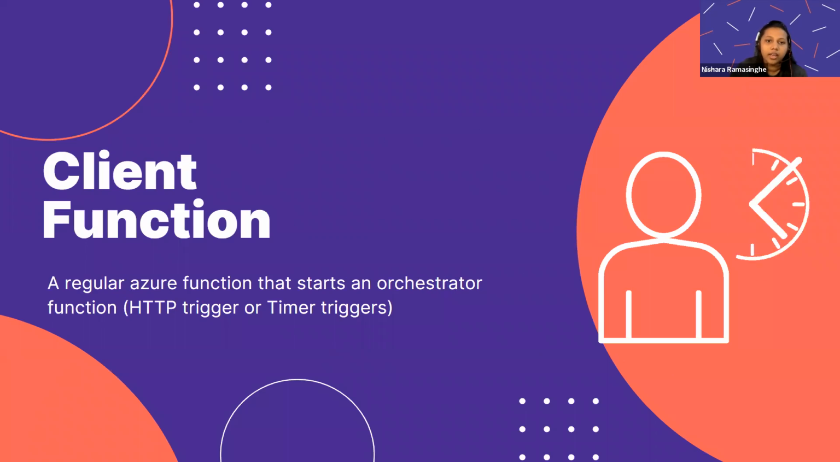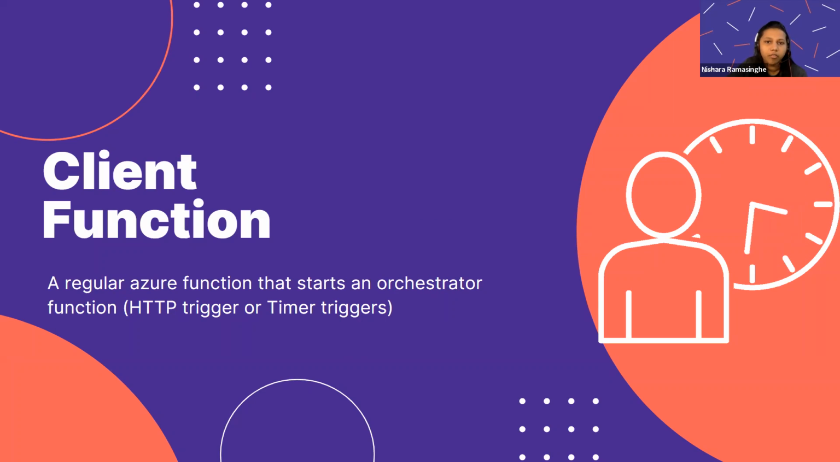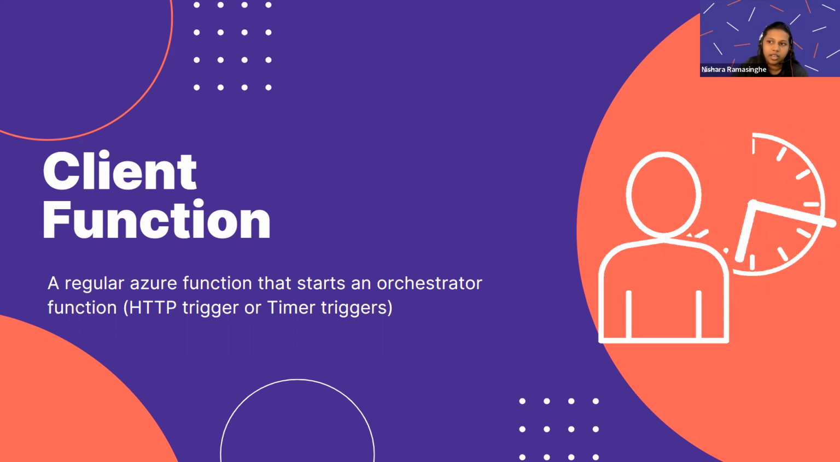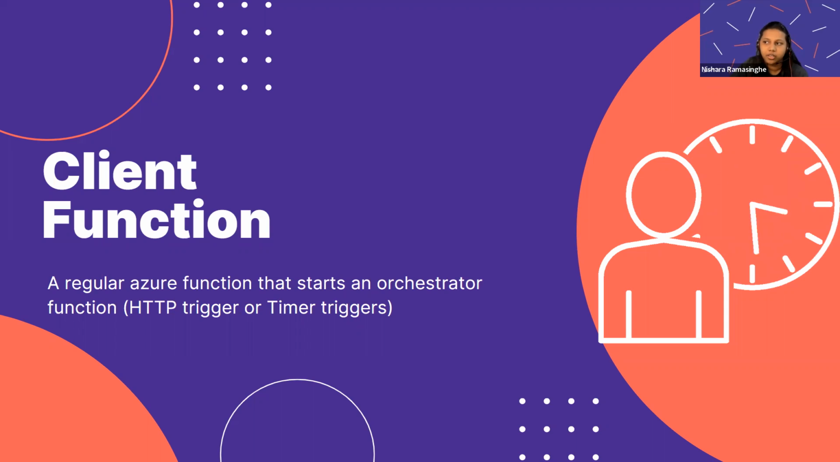Then you will get a question of how these orchestrator functions are called. As in my first diagram, the entry point to this process is the client function. This client function can be an HTTP trigger or a time trigger. It is a regular Azure function which starts an orchestrator function.